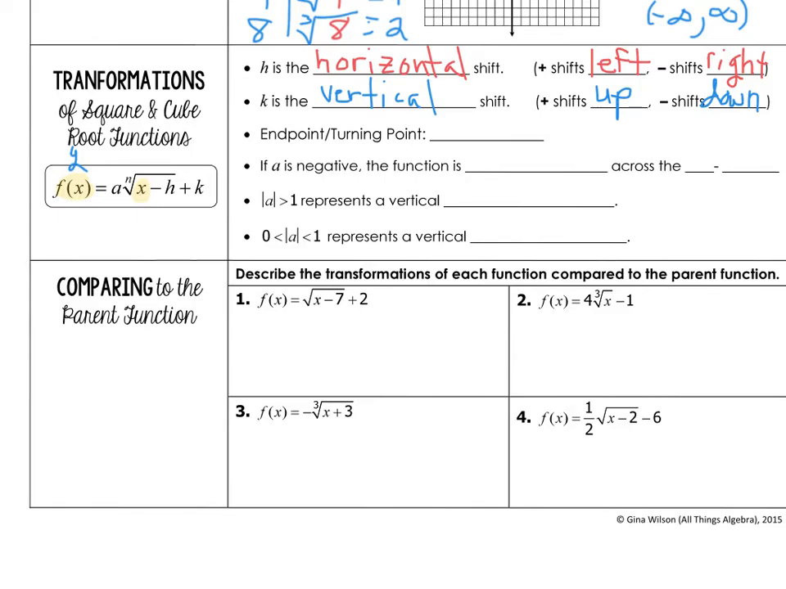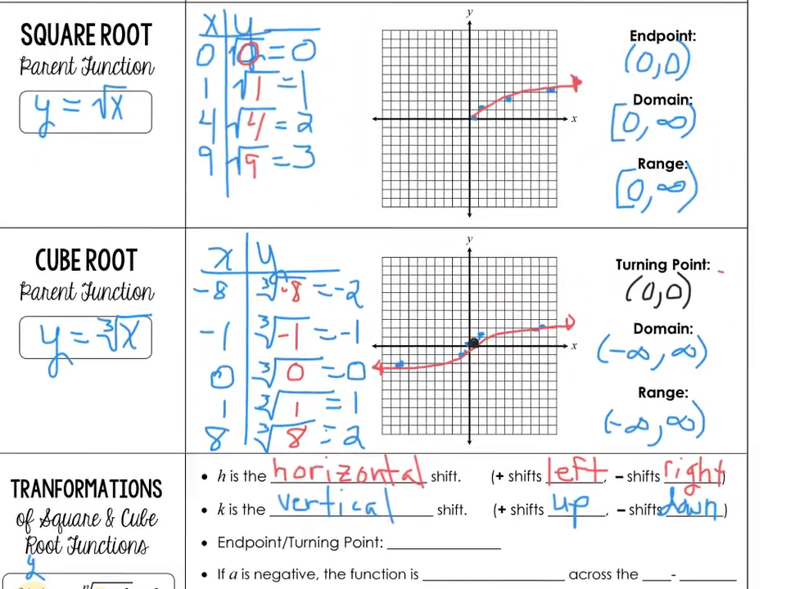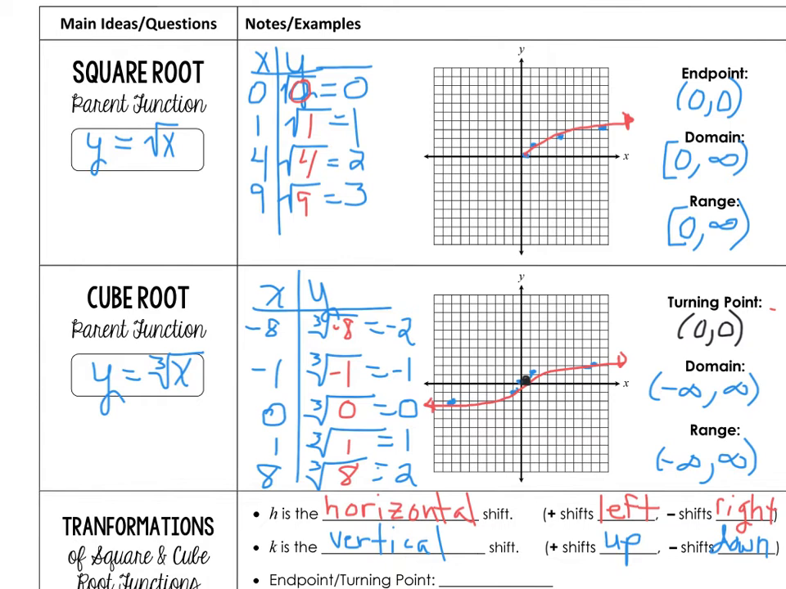And so if you look up here, if I reflected this graph across the x-axis, it would get reflected here. That's its mirror image. So that's what a reflection would look like, and that's if a is negative. So I'm going to erase that because I really don't want that there.